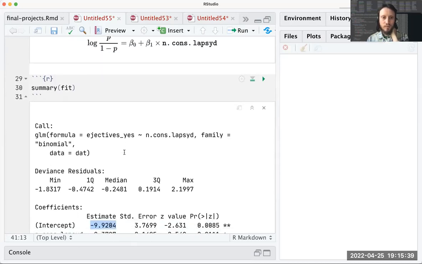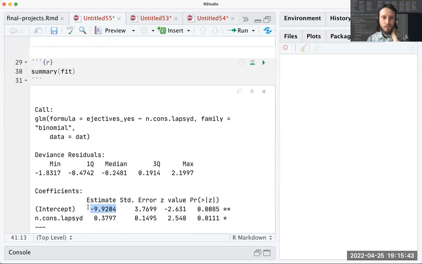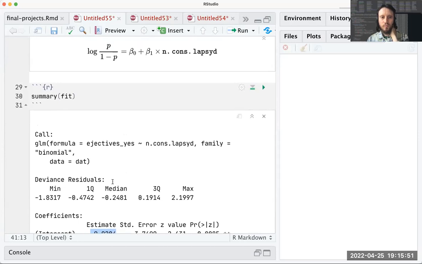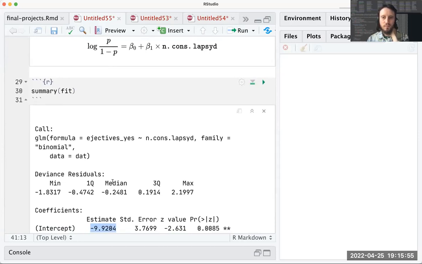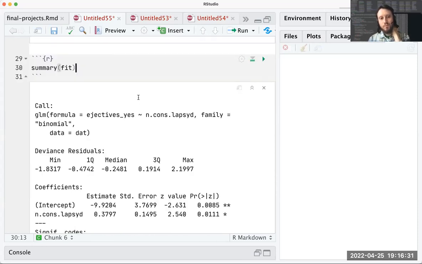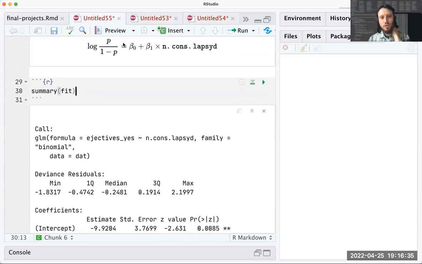Any ideas? What is the correspondence between these values and values in this formula? This beta naught thing, yes, it corresponds to the horizontal shifts. But I'm interested in terms of probabilities. We have some log odds that is related to some probability, but I'm interested in how to interpret this beta naught.